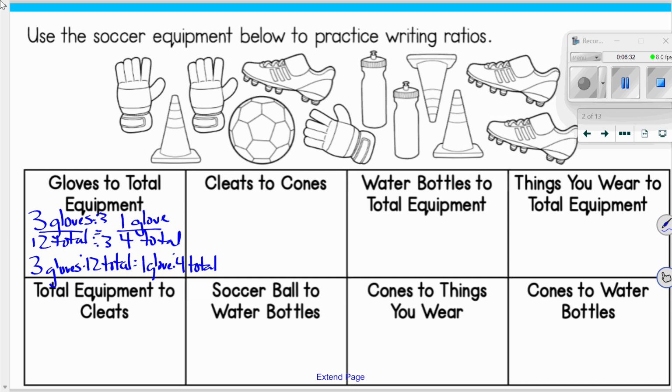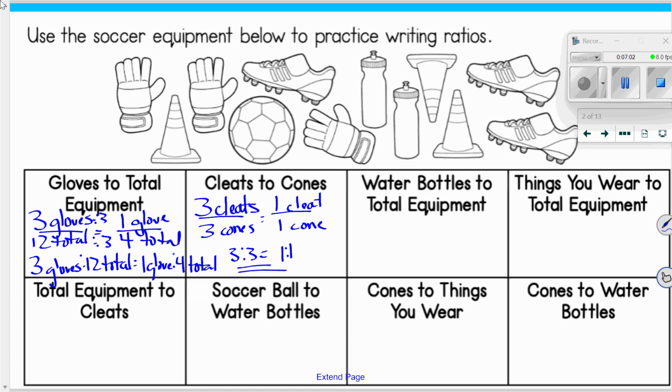What about cleats to cones? 3 to 3, which equals 1 to 1. Or you could have done 3 to 3, 1 to 1. That also is acceptable. You could have done it either way.